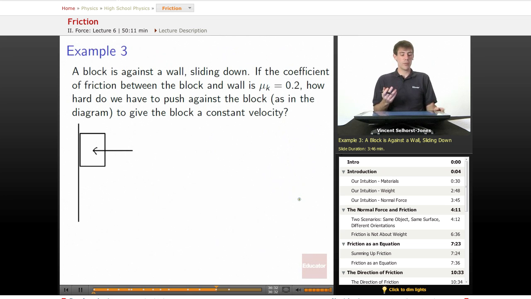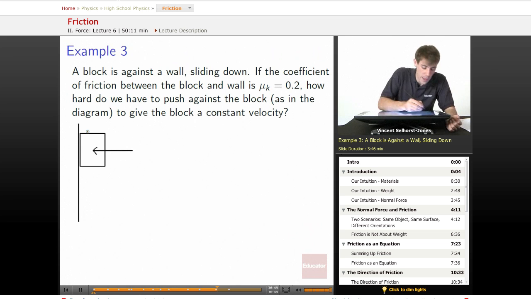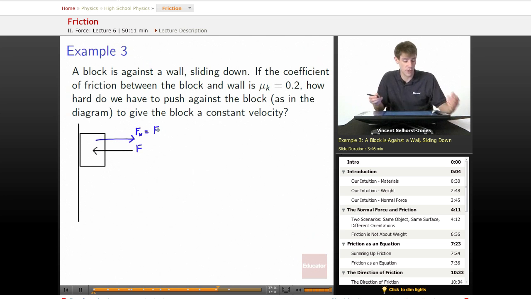All right, example 3. We have a block against a wall and it's sliding down. If the coefficient of friction between the block and the wall is mu k equals 0.2, how hard do we have to push against the block to cancel out gravity to give it a constant velocity? So if we push in with some force here, what's the normal force going to equal? It's just going to push back with the exact same amount. So Fn equals whatever force we put in terms of magnitude.